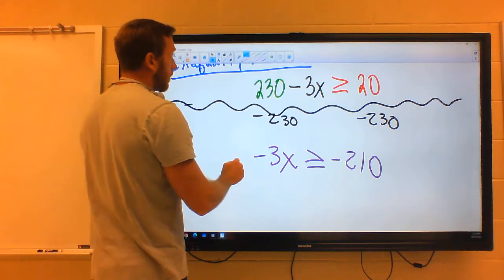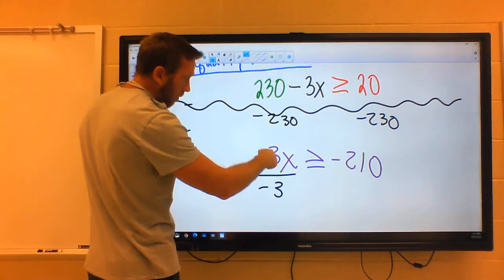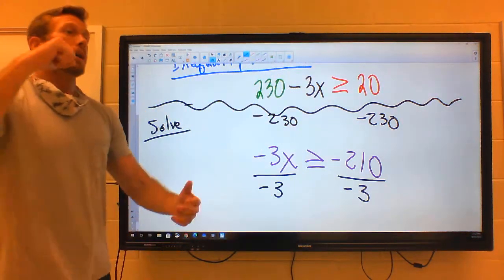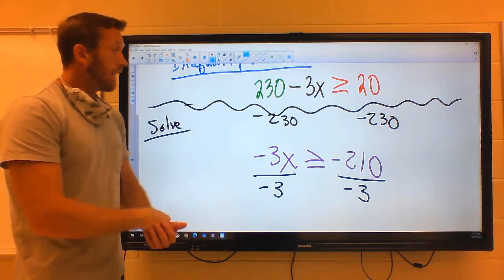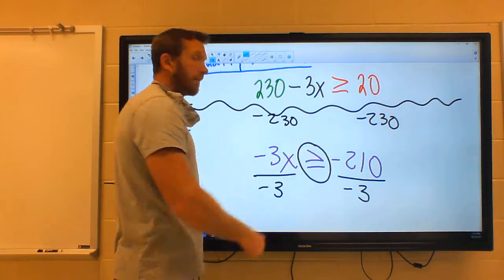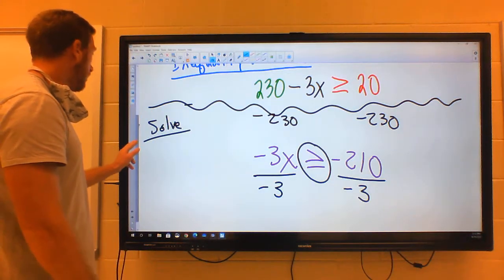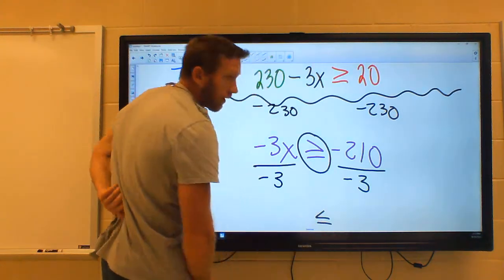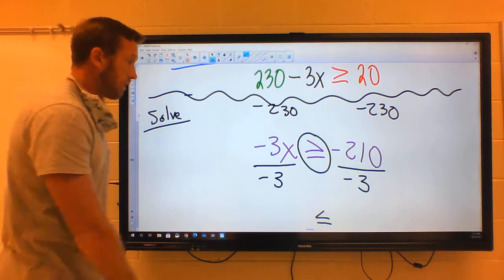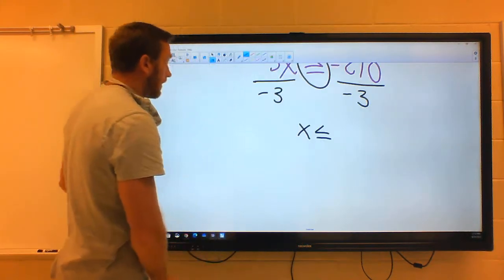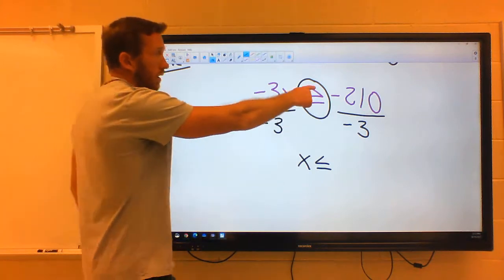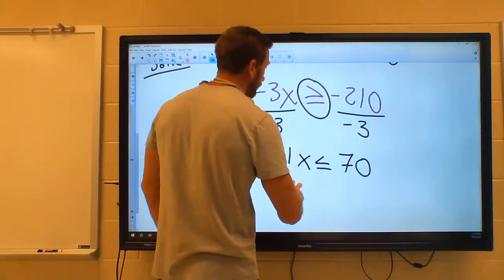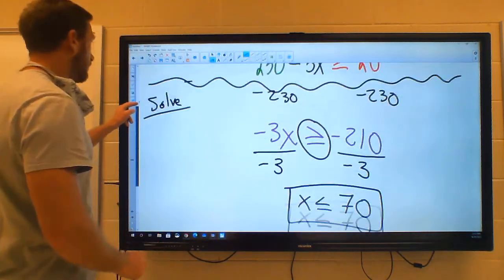Now, just like we would solve in the past, we divide by the coefficient of negative 3. The difference now is when I divide by a negative, I have to take this inequality symbol and flip it. That is part of the rules if you watched my previous YouTube videos. So we will now have is less than or equal to. Negative over a negative cancels out. 210 divided by 3 is 70. X is less than or equal to 70.